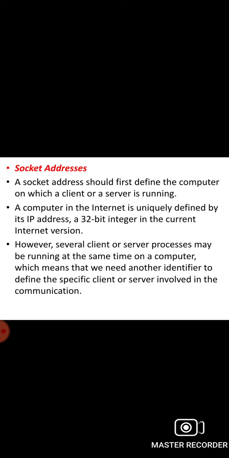A socket address should first define the computer on which a client or a server is running. A computer in the internet is uniquely defined by its IP address, a 32-bit integer in the current internet version. However, several client or server processes may be running at the same time on a computer, which means that we need another identifier to define the specific client or server involved in the communication. And this is how a socket address is defined. So it defines, for example, 32 bits for the IP address and 16 bits for the port number.